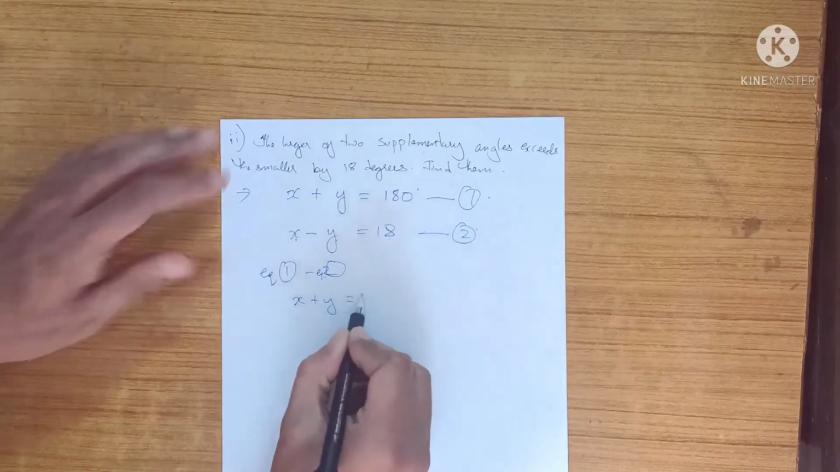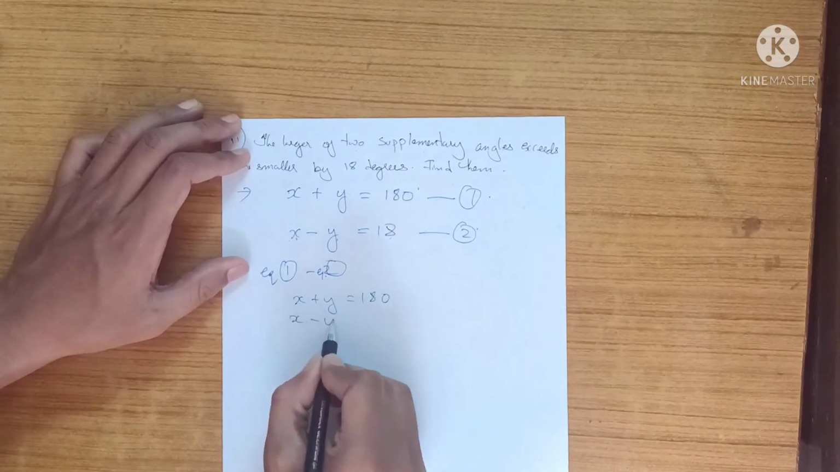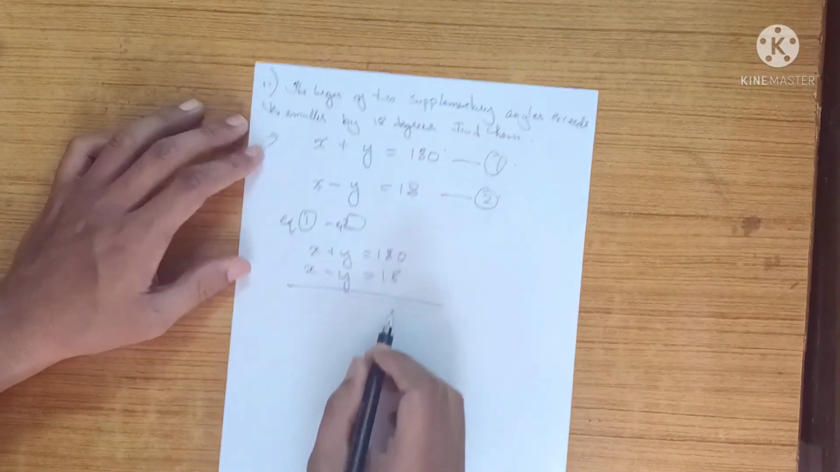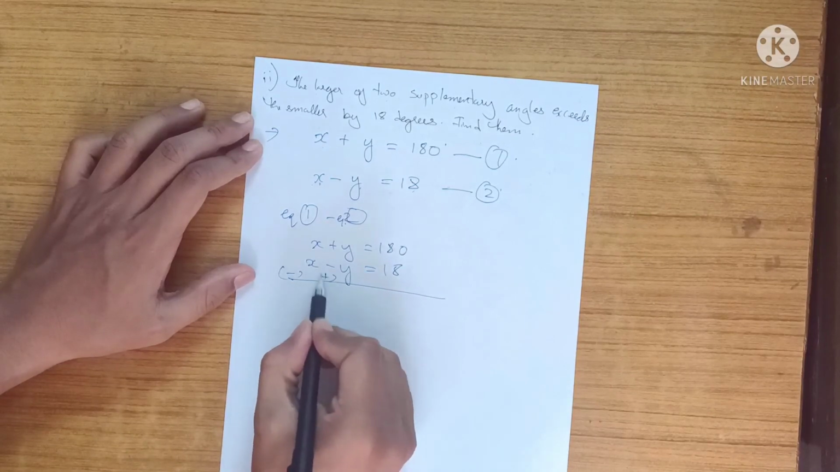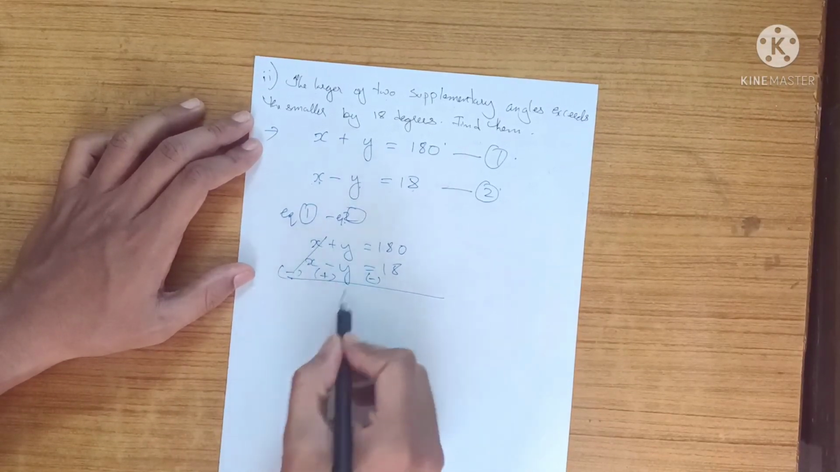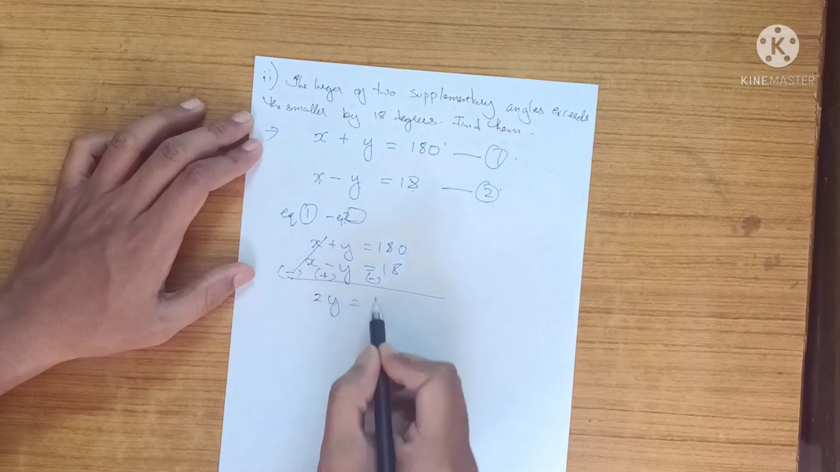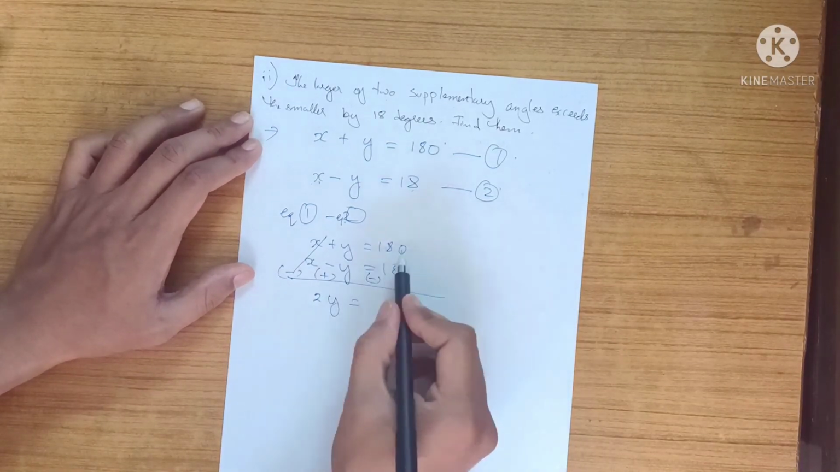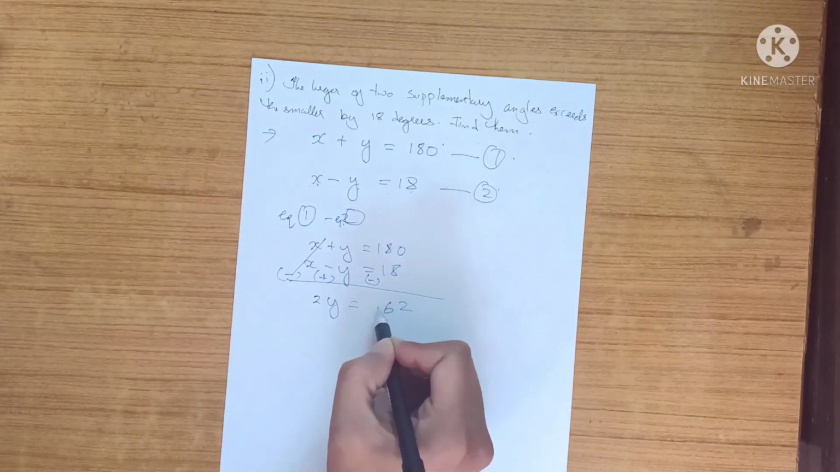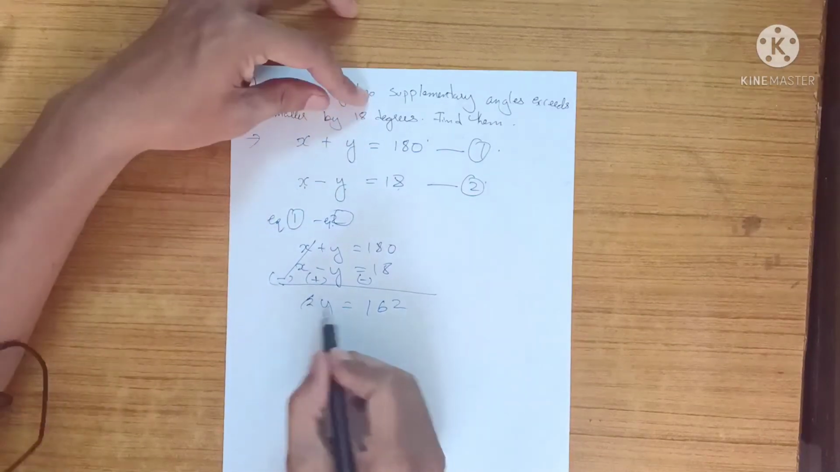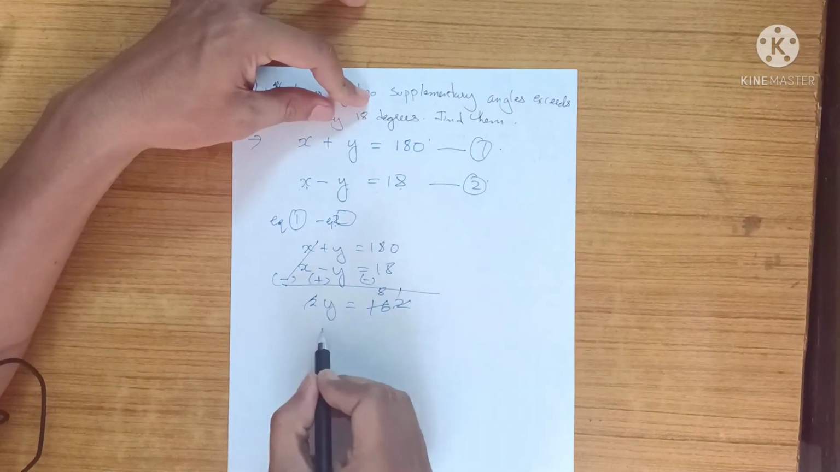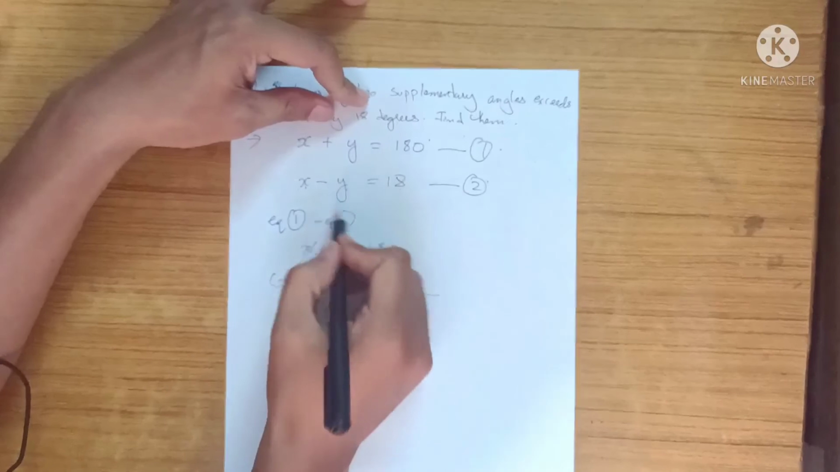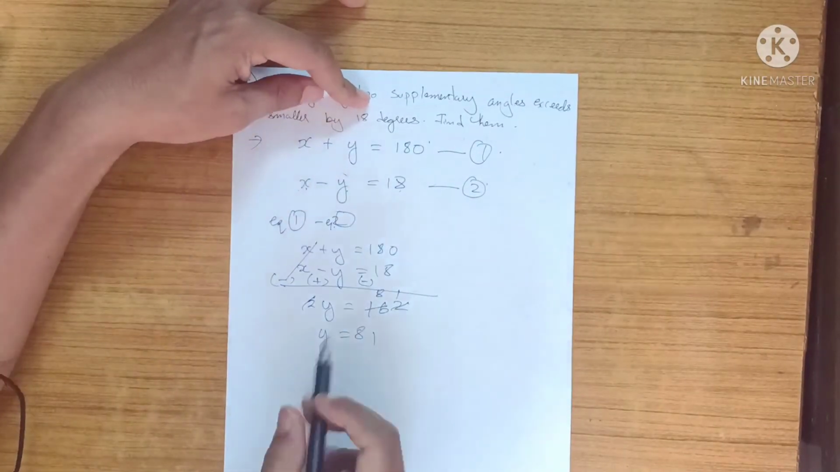So x plus y equals 180, x minus y equals 18. If you subtract, this will become minus, this will become plus, this will become minus. These two cancel out, this becomes 2y, and 180 minus 18 is 162. So y is 81. The smaller angle, we're getting 81. The larger angle, we'll have to find.